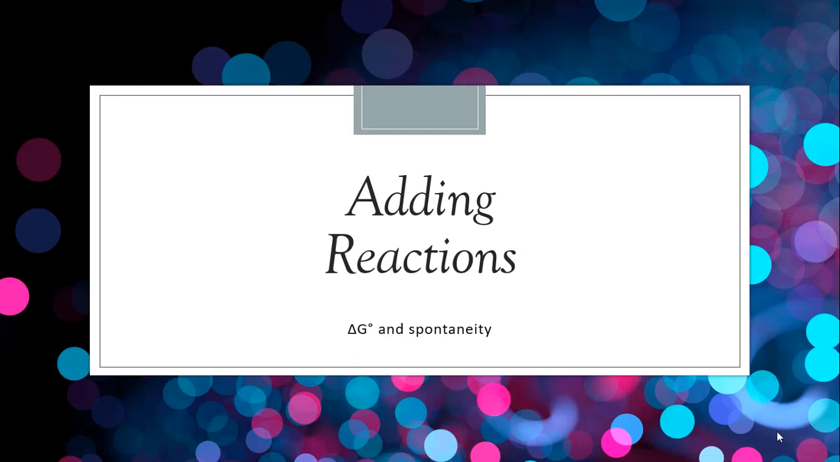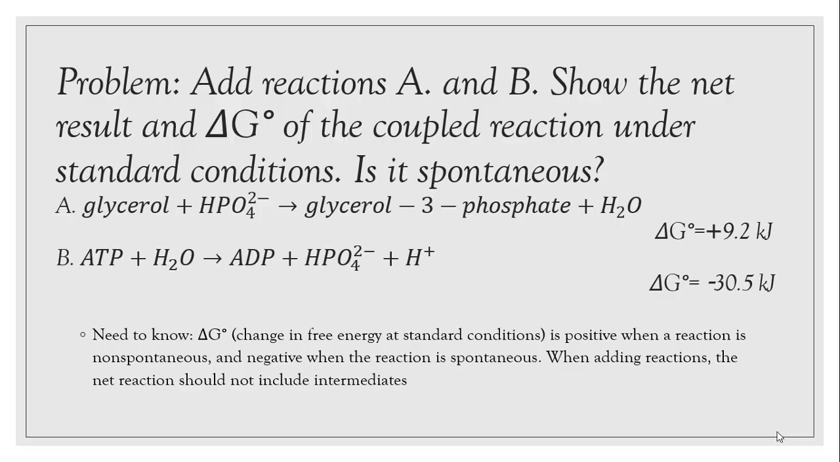The topic I will be covering today is the addition of reactions and their delta G naughts and spontaneity. The problem asks us to add reactions A and B, show the net result and delta G naught of the coupled reaction under standard conditions, and determine whether it is spontaneous or not.